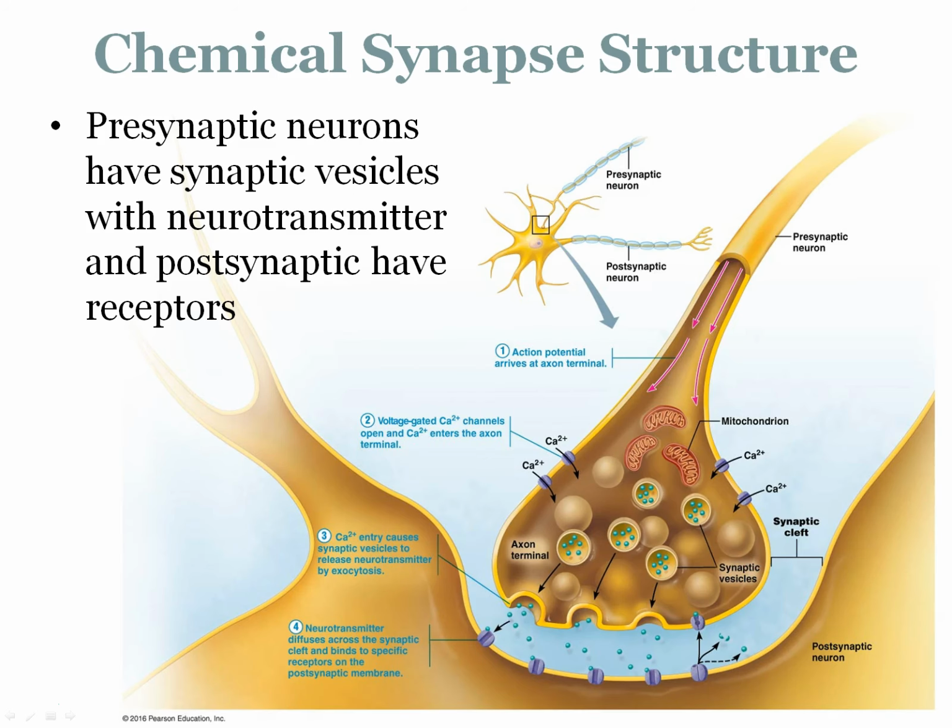We've examined synapses previously when we discussed muscle. The chemical synapse structure is the same as the neuromuscular junction, except instead of having a muscle on the other side of the synapse, we have a postsynaptic neuron. So our presynaptic neurons have synaptic vesicles with a neurotransmitter. It may be acetylcholine or it may be a different neurotransmitter. And our postsynaptic cells must have receptors.